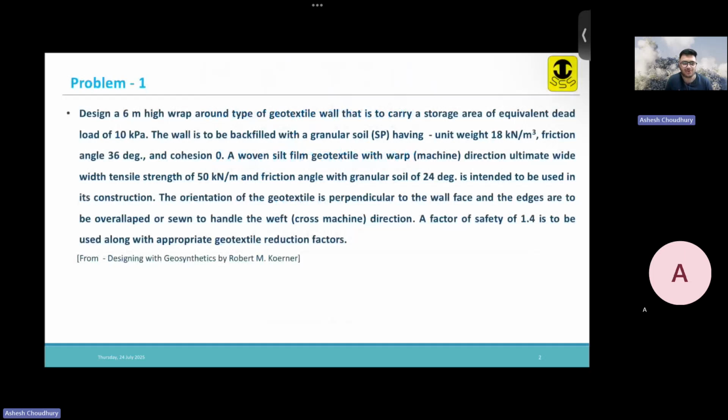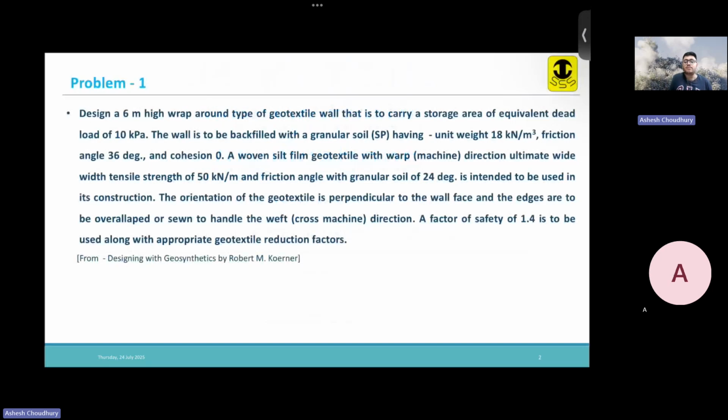The problem statement is quite big, so let us read it very slowly and try to understand what is asked. Design a 6-meter high wrap around type of geotextile wall that is to carry a storage area of equivalent dead load of 10 kPa. It means we are asked to design a 6-meter high reinforced soil wall, and that reinforced soil wall is of what type? A wrap around geotextile wall.